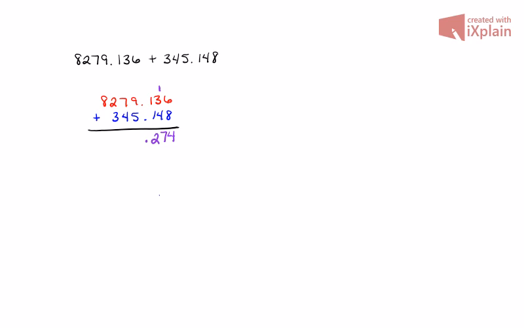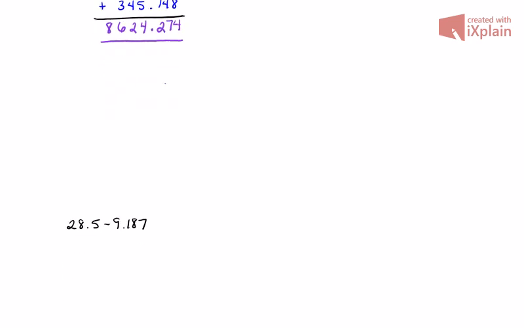And then we're kind of back in familiar territory now. So 9 plus 5 is 14. Again, carry that 1 to the tenths place. 7 plus 4 plus 1 will give us 12. Carry that 1 to the hundredths place. 1 plus 2 plus 3 is 6. And then the 8 just so happens to come down. So my final solution is going to be 8,624 and 274 thousandths.